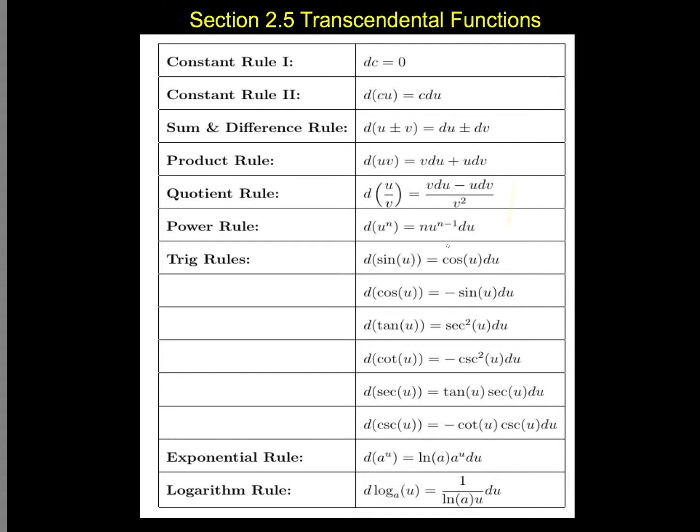We have all the trig functions that we derived in class. Derivative of sine is cosine. Derivative of cosine is negative sine. Derivative of tangent is secant squared. Derivative of cotangent is negative cosecant squared. Derivative of secant is secant tangent. Derivative of cosecant is negative cosecant cotangent.